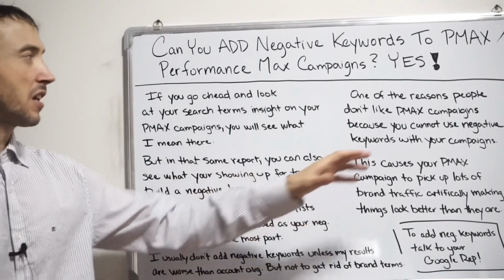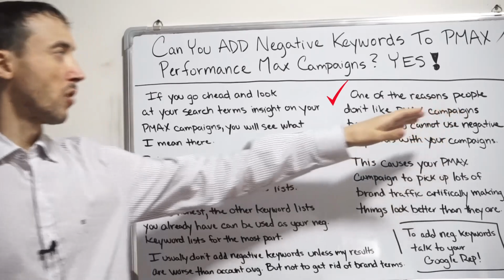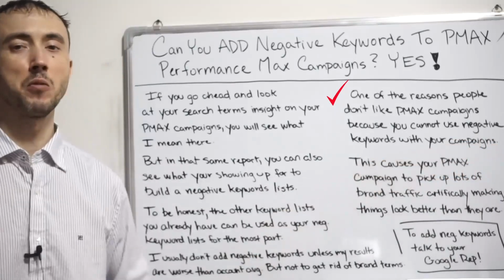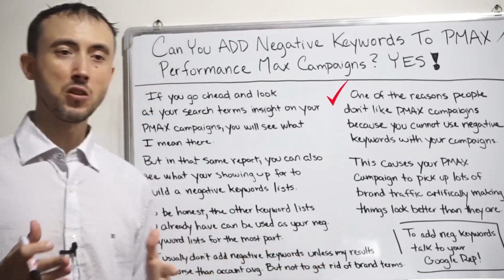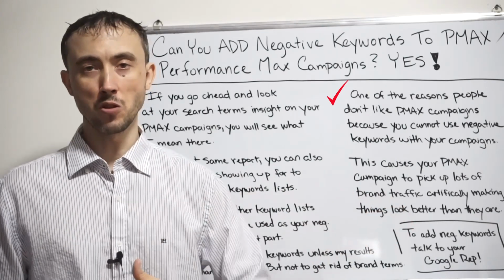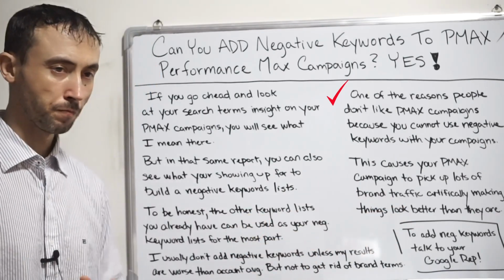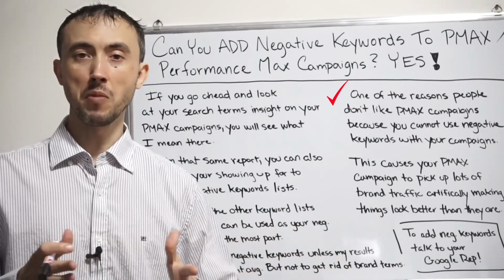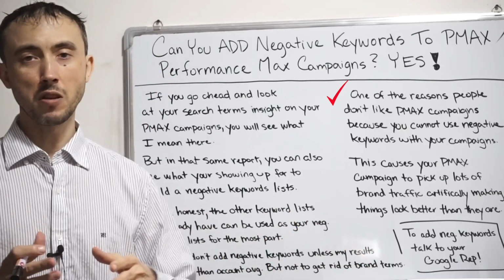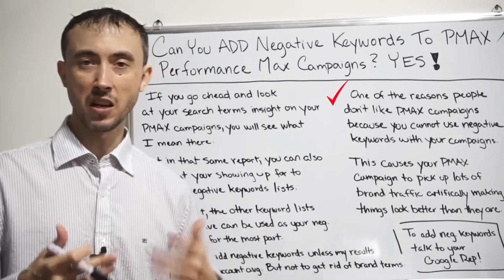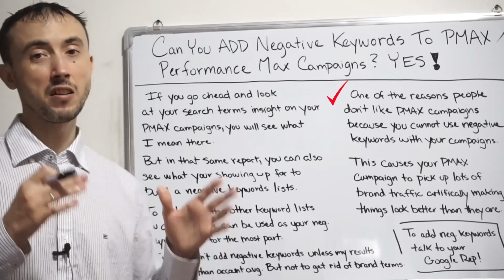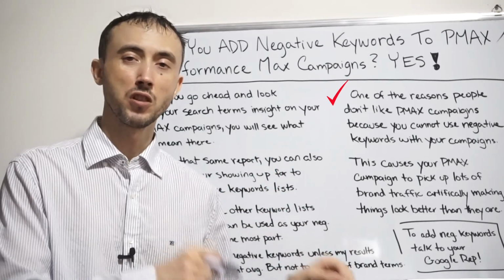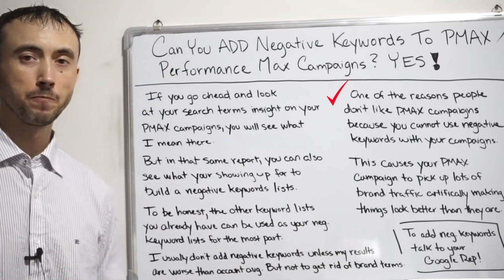So anyway, to get into the content, one of the reasons people don't like PMAX campaigns is because they cannot use negative keywords with their PMAX campaign like they can with the search campaign. So if you're running PMAX campaigns in replacement of search campaigns, which I don't recommend you do, by the way, then you're missing out on one of the best things about running search campaigns, which is to add the negative keywords. Now, naturally, PMAX is supposed to be running off of machine learning and not needing the negative keywords as much. But I can tell you right now, negative keywords matter a lot in terms of the results you're going to get, even if you are doing PMAX, okay?